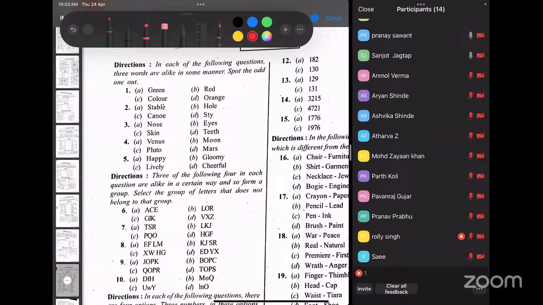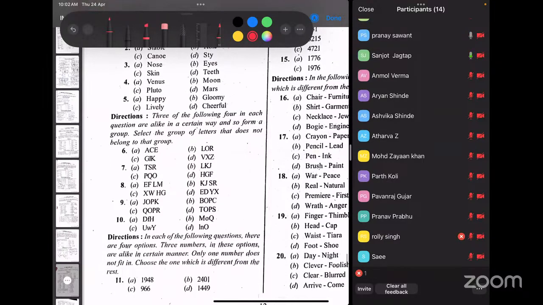Fifth: happy, gloomy, lively and cheerful. C, lively. How? Because happy, cheerful, gloomy are relatable, and lively is not in that sense.